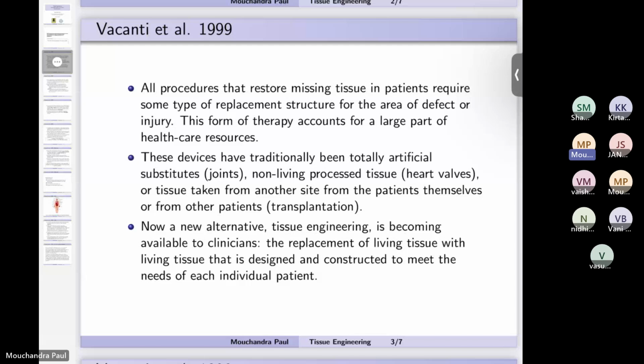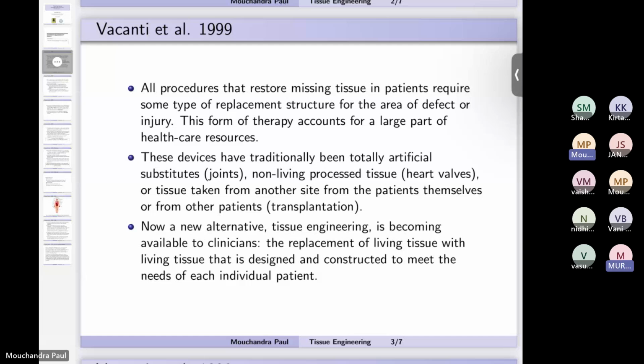But you know very well that it is very, very difficult for people to get a donor who is willing to give his or her organ. So it's a very difficult thing in place.